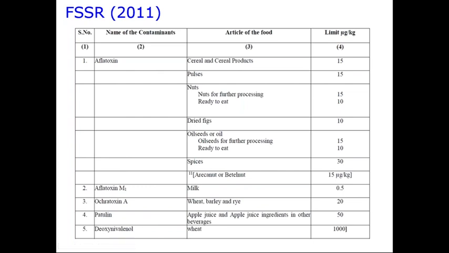I'm explaining this to you because somebody asked me this question: why is it different in different commodities? It is based on how much of these commodities we eat. We eat a lot of dried figs. We don't stop with one; we can have more. But we cannot eat more than 1 gram of spice. So that is the reason for this.